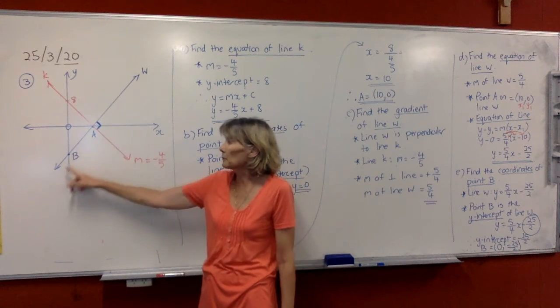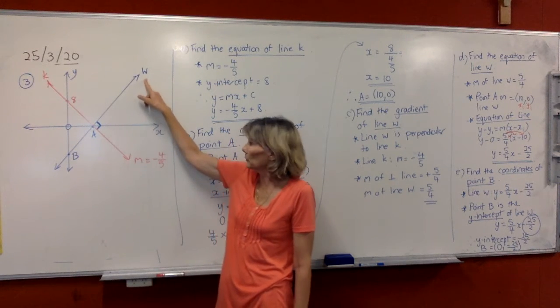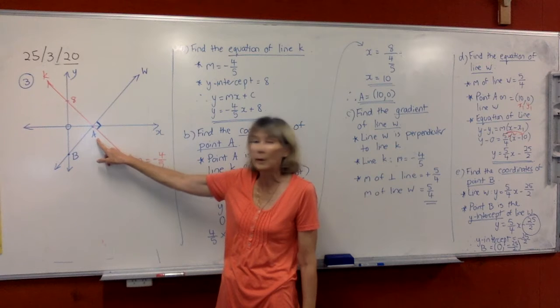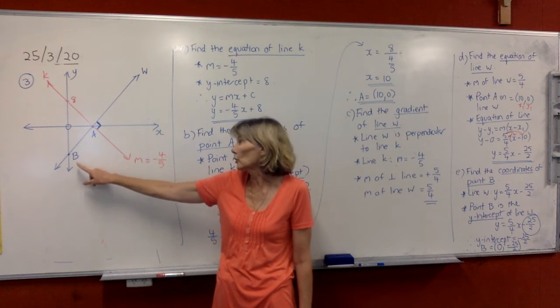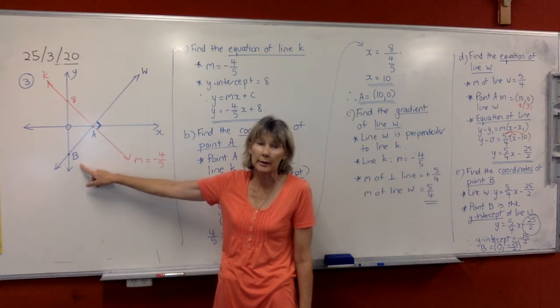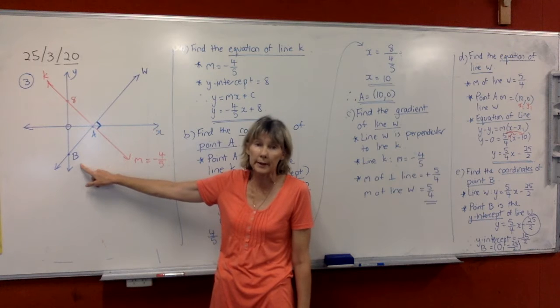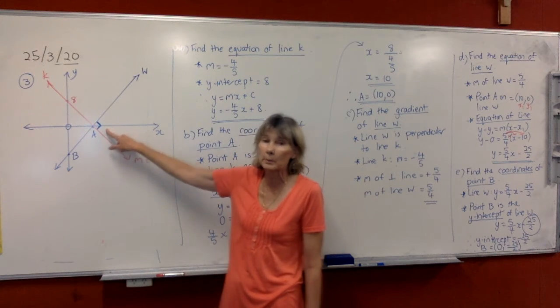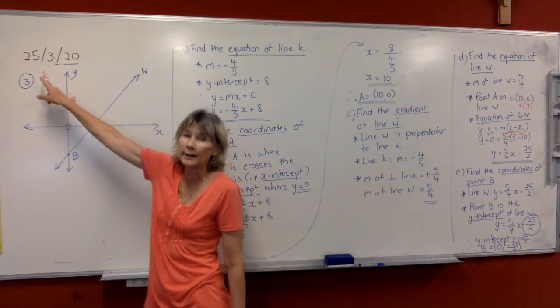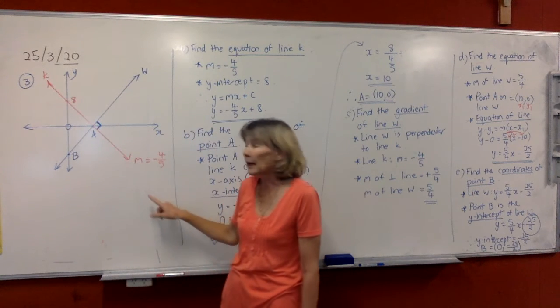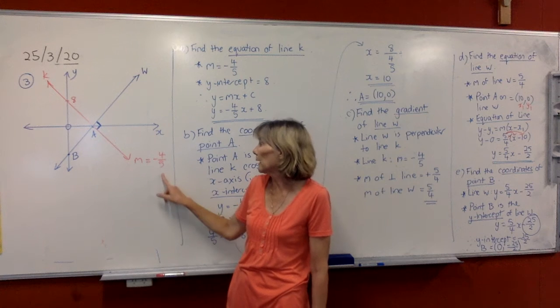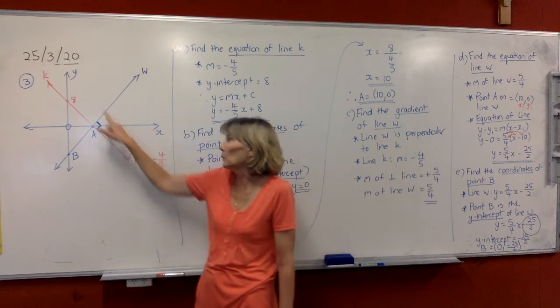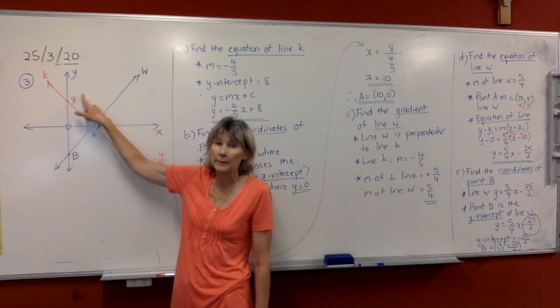So we have line W here, it's been marked with the W. We know it goes through point A, which doesn't tell you much, on the x-axis, and its y-intercept is down here at point B. We also don't know that. We do know that that line is perpendicular to line K. Line K we have a little bit of information about. We have its gradient and we also have its y-intercept.